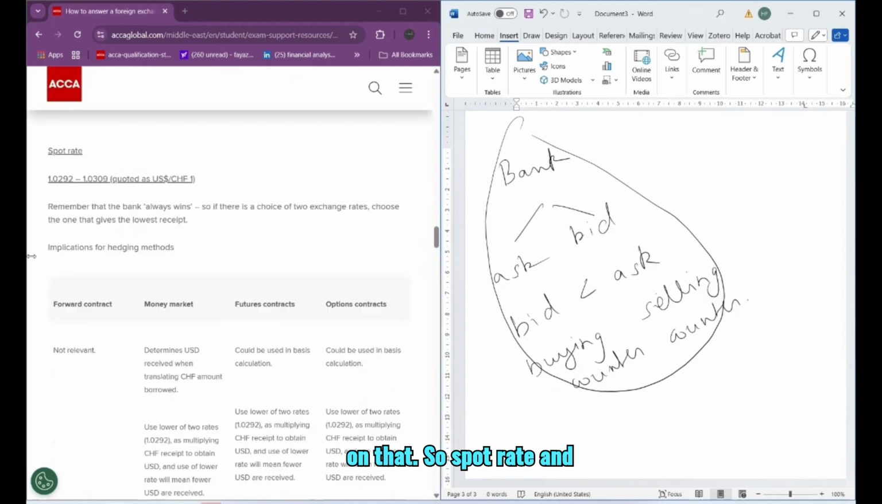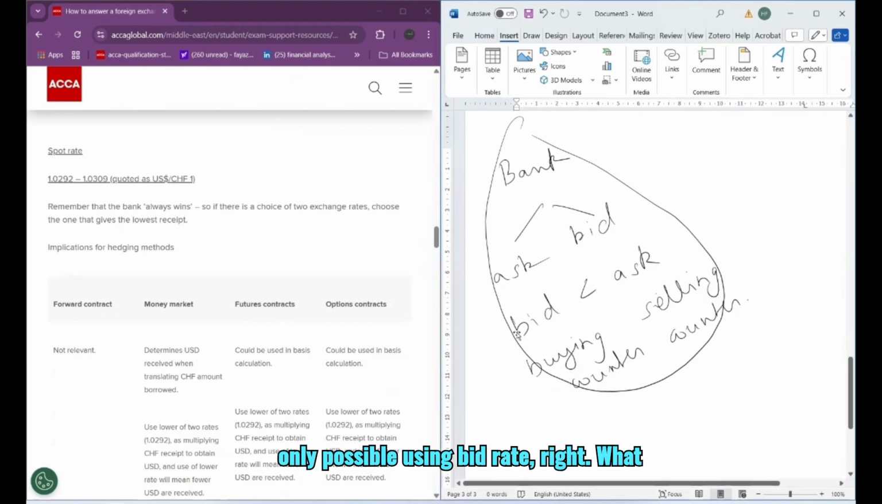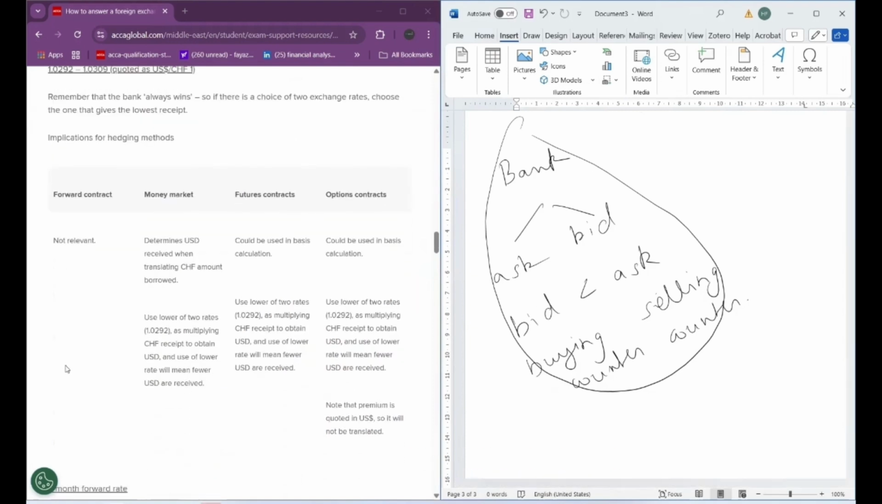So spot rate. Remember, the bank always wins. So if there's a choice of two exchange rates, choose the one that gives the lowest receipt. Of course, the lowest receipt for us and the higher receipt for them. Or basically, they will have to pay less in purchasing price terms. So that is only possible using the bid rate, right? What I just explained to you is just saying that in different terms. That's it. So implications for hedging methods.